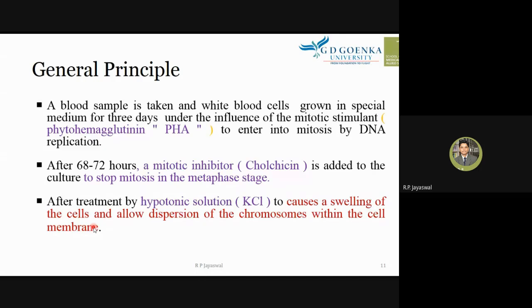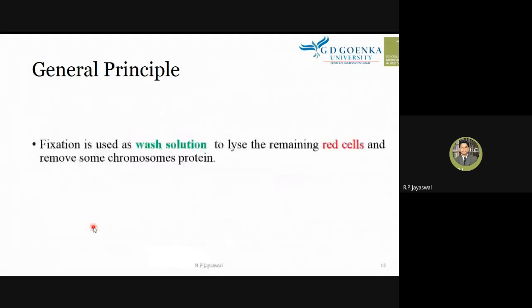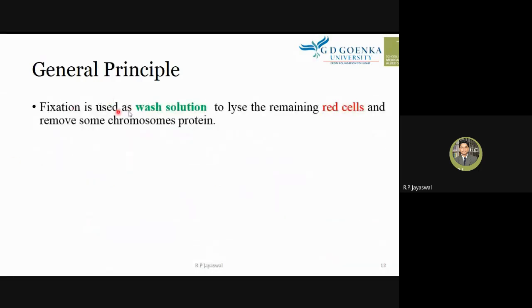Now, we need to do the fixation after that. Fixative is used as a wash solution, which lyses the remaining red cells. If there are red cells in the sample, among the nucleated cells, they can be lysed by the fixatives, and it will also remove some chromosome proteins. Some proteins used in the making of the chromosome can be removed during the washing process.